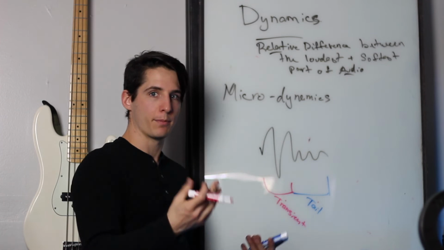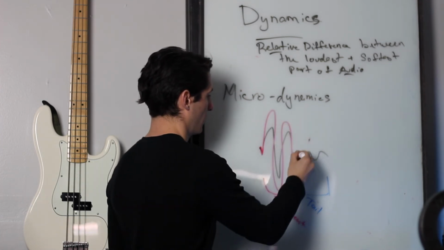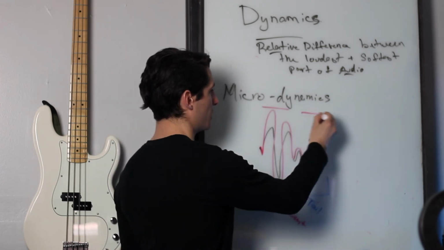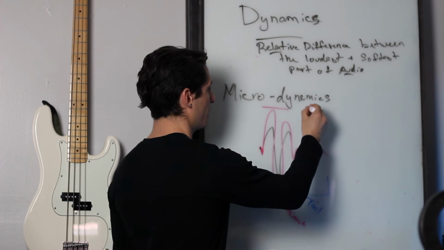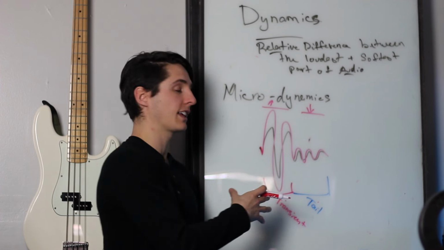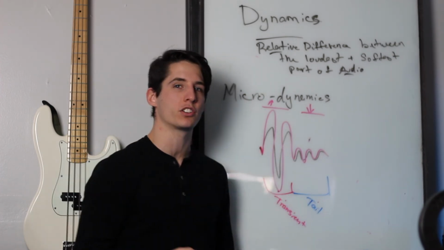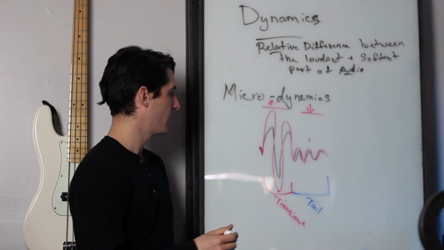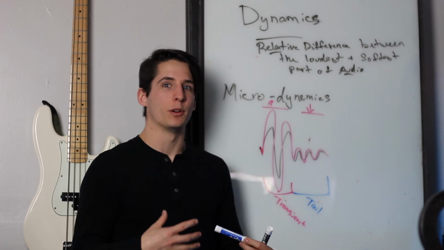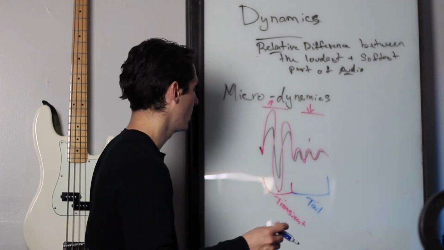So anyway, I can increase the transient relative to the tail. So now I've turned this down and I've turned this part up. Now that sound is going to sound a lot closer to me. It's also going to have a lot more attack to it, so it's going to sound punchier in the mix. And it's definitely going to stand out a little bit more relative to other instruments that have less microdynamics.